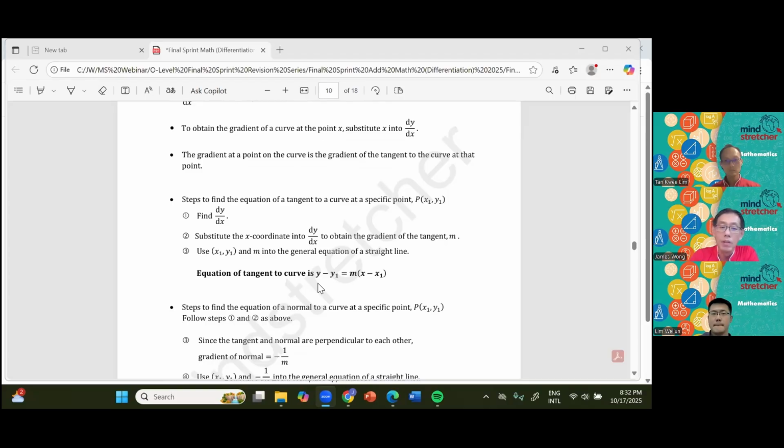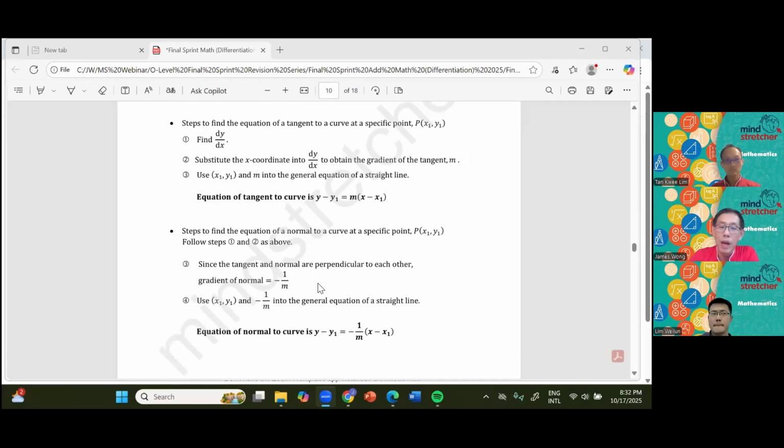Similarly, if they ask you about the normal, just remember what you learned in coordinate geometry. If you know the gradient of the tangent, the gradient of the normal will simply be -1 over the gradient of your tangent. If you can do that, you will be able to solve equations involving the normal as well.